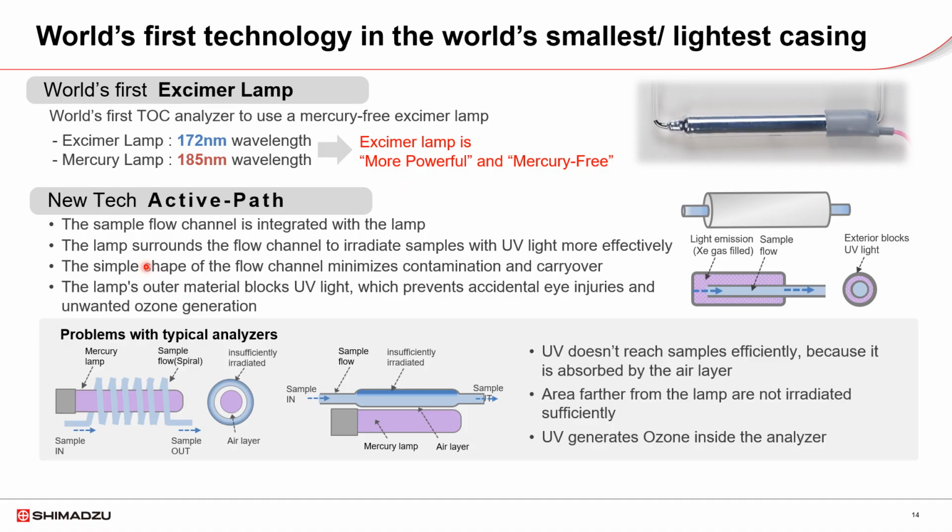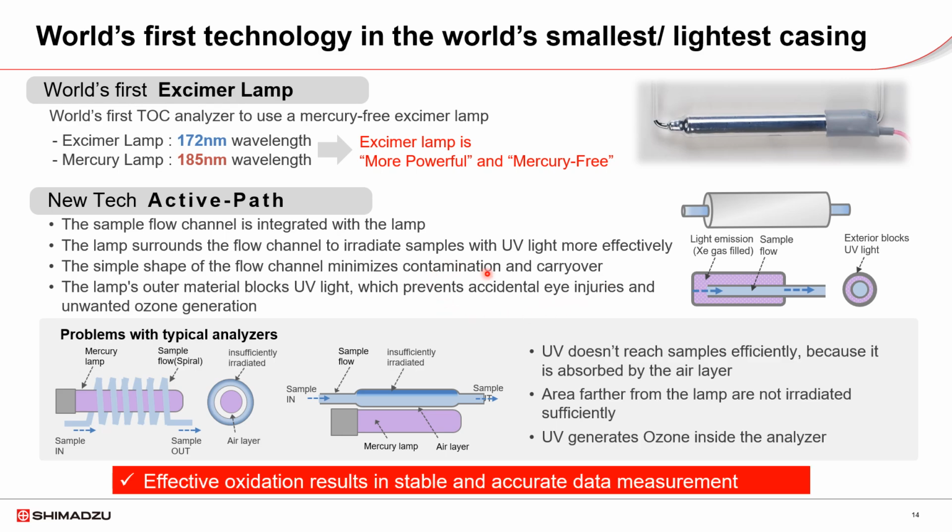With the new active path technology, the sample flow is integrated within the lamp, which means the sample literally flows through the lamp, causing effective oxidation of organic molecules within the sample. The flow channel minimizes contamination and carryover due to its simple design. The outer layer of the UV lamp prevents any accidental injury or formation of ozone. This is a good point against typical analyzers where the oxidation is not effective or there is a generation of ozone gas.